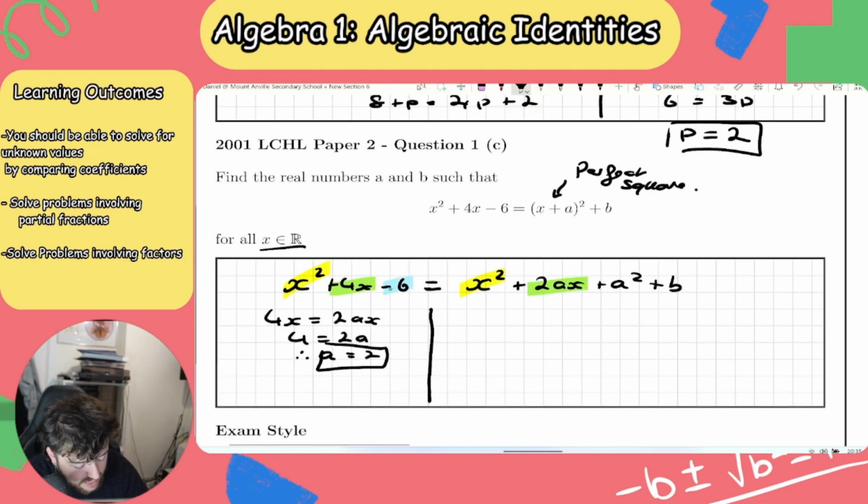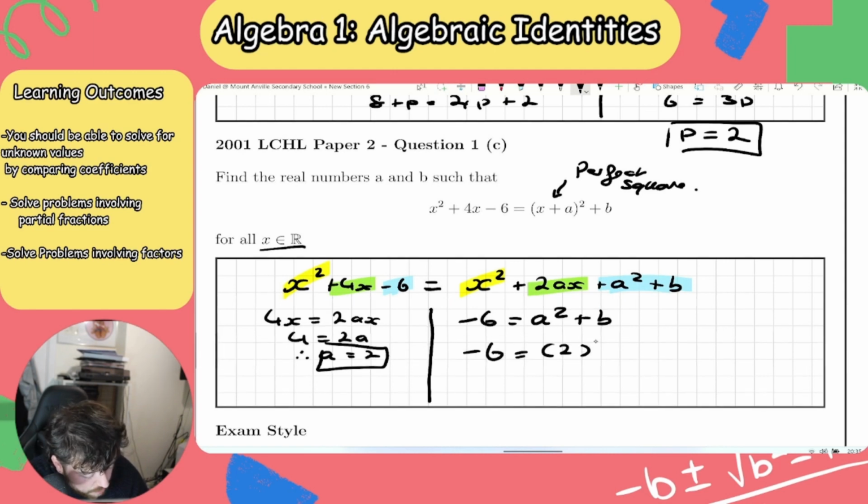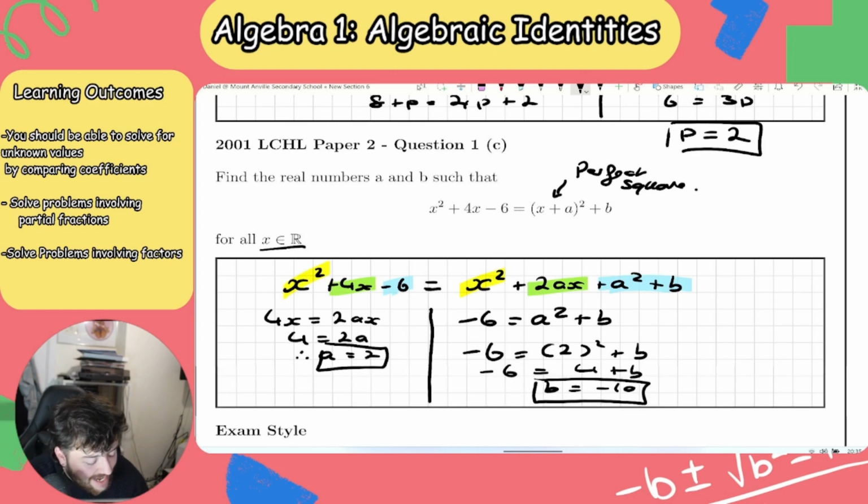I have this minus 6. Well, that minus 6 has to be equal to a squared plus b because they don't have the x term, so the constants on the left hand side have to equal the constants on the right hand side. So I have minus 6 is equal to a squared plus b. I know what a is. a is 2. So I have minus 6 is equal to 4 plus b. b is going to equal minus 10, and that is my correct answer there. So a is equal to 2, b is equal to minus 10.